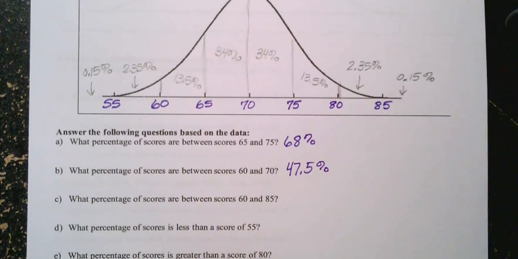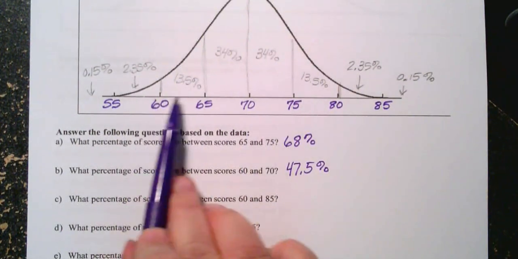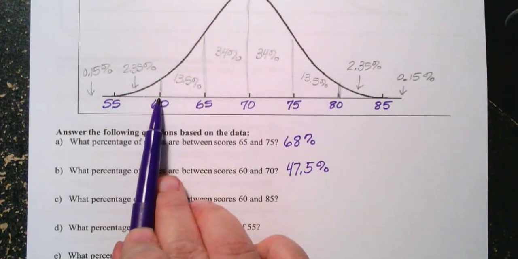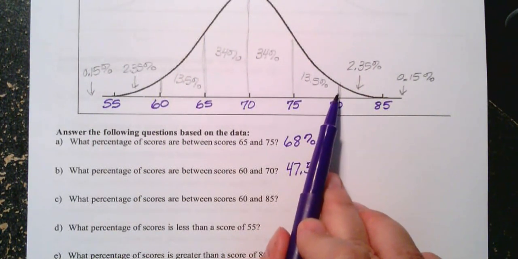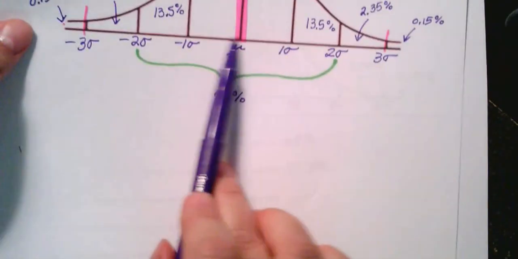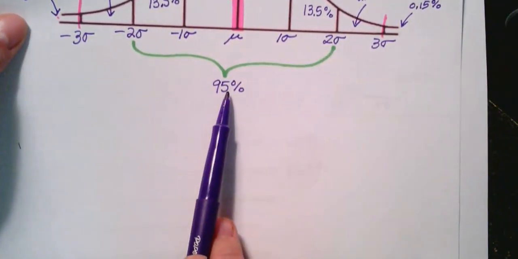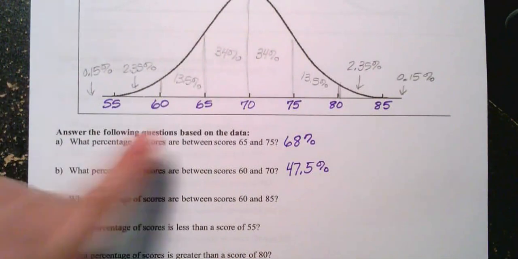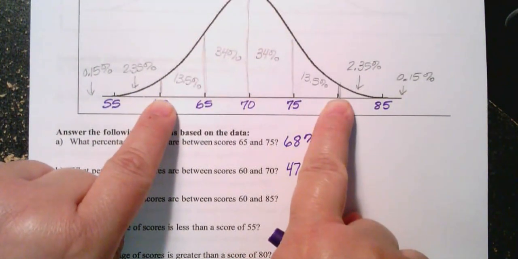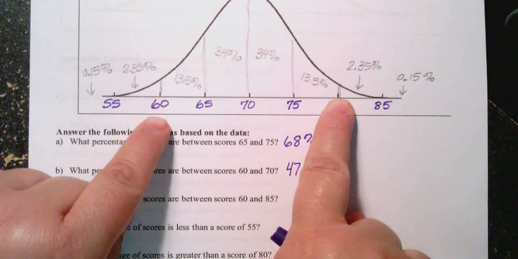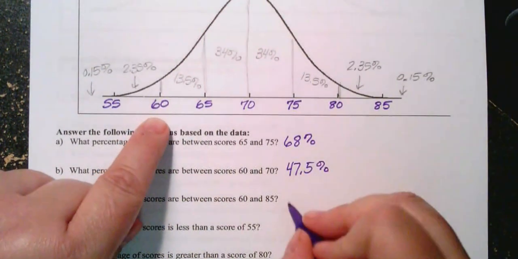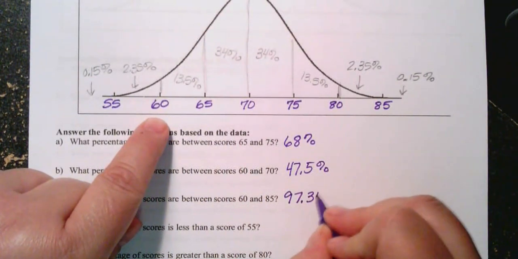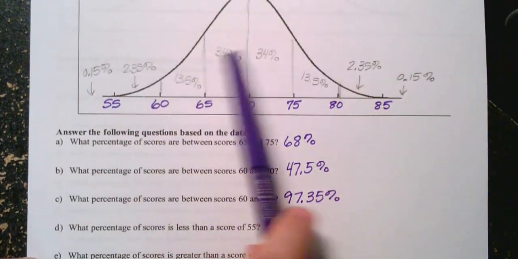What percentage of scores are between 60 and 85? Well, that's a bigger group. So 60 is 2 standard deviations below, to the left of the mean, and 80 is 2 standard deviations above. And remember, within 2 standard deviations, that's 95% of your data. So between here and here is 95% of my data. But they said between here and here. So let's just add on that 2.35% and I get 97.35%. You could also just add up all of them.